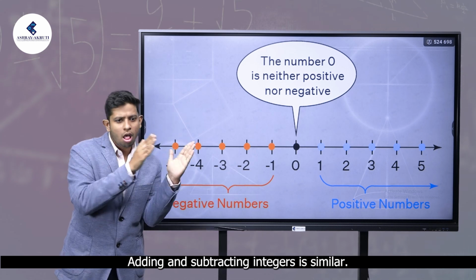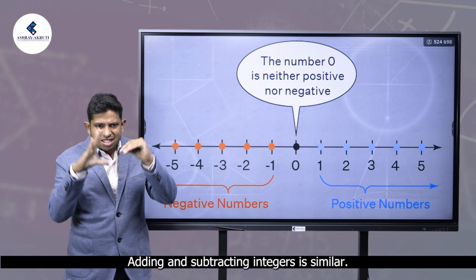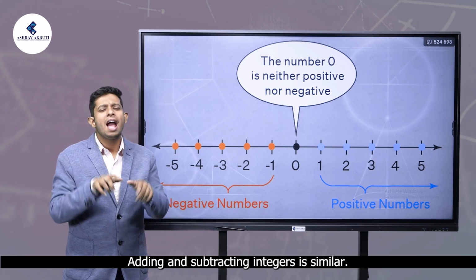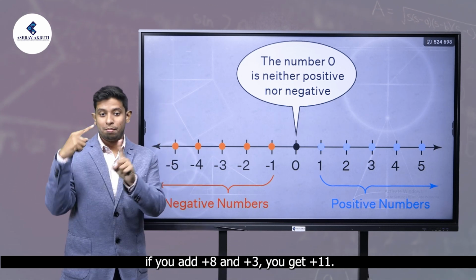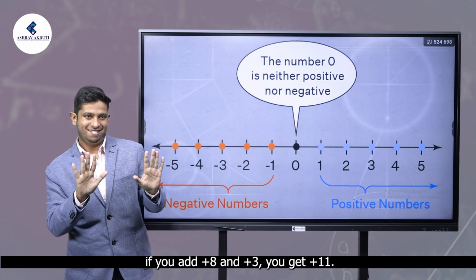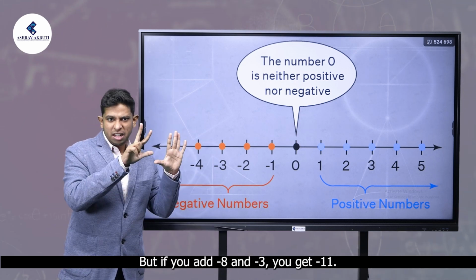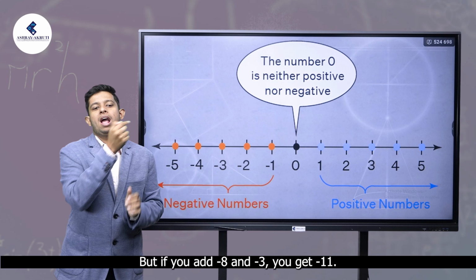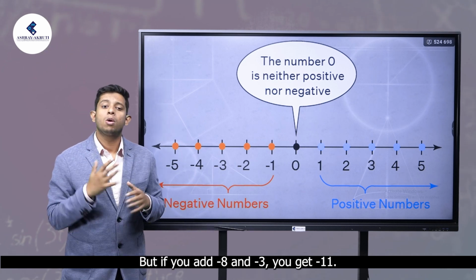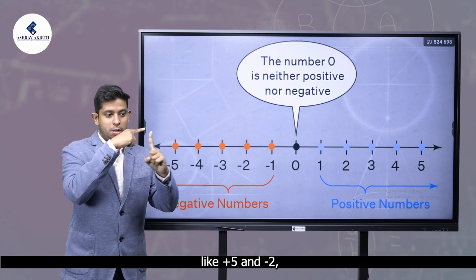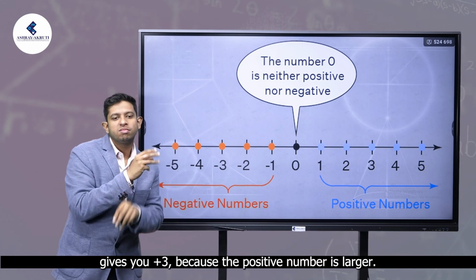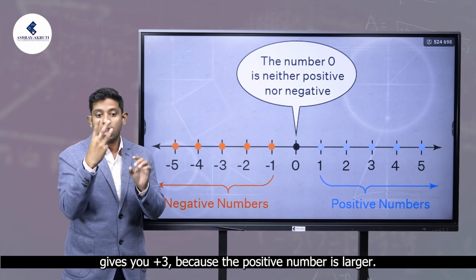Adding and subtracting integers is similar. For example, if you add plus 8 and plus 3, you get plus 11. But if you add minus 8 and minus 3, you get minus 11. Mixing positive and negative integers like plus 5 and minus 2 gives you plus 3 because the positive number is larger.